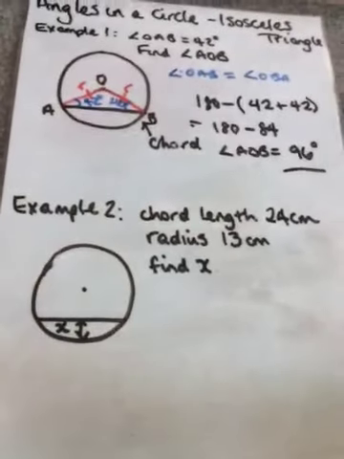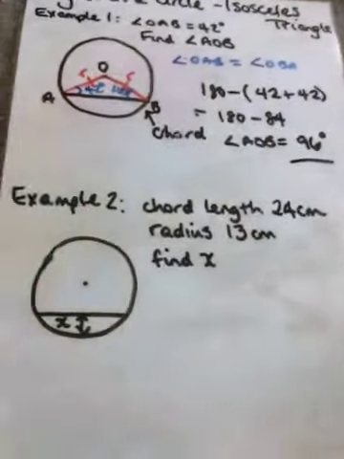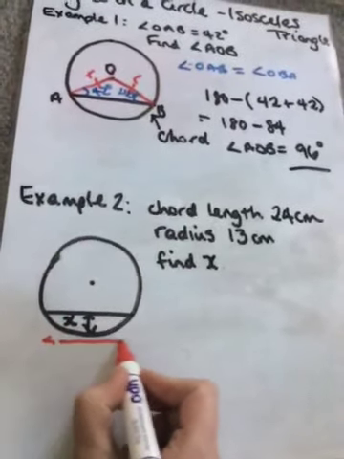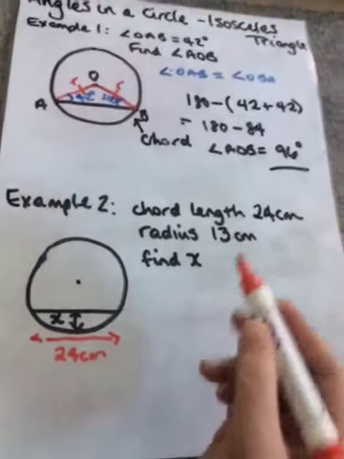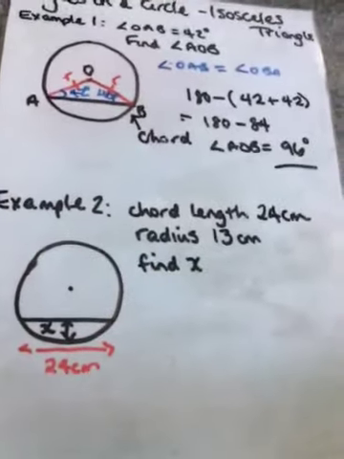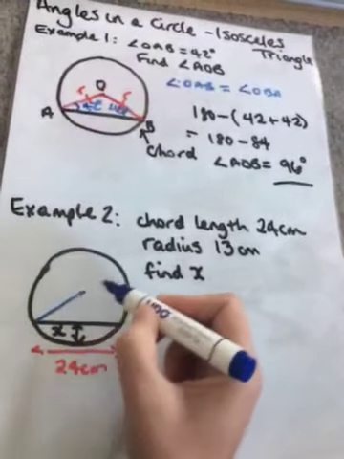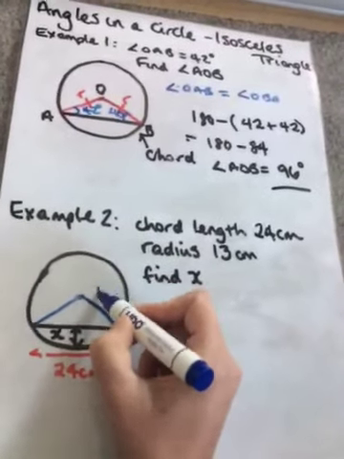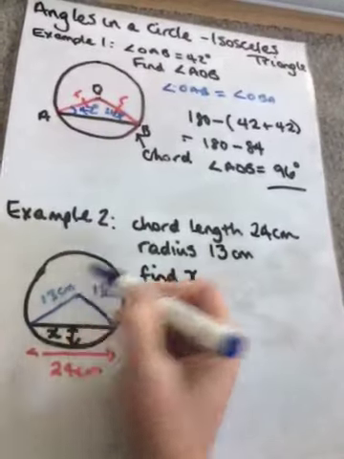So again, we're given some information, so let's mark it on. The chord length is 24 centimetres, so that means that from there to there is 24 centimetres. It tells us that the radius is 13. So if we draw in our radius to make our isosceles triangle.